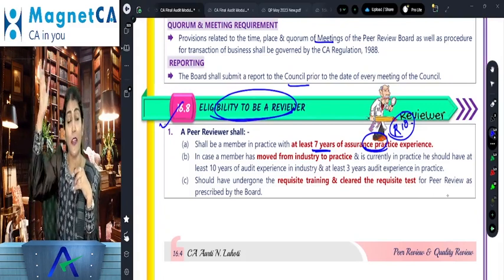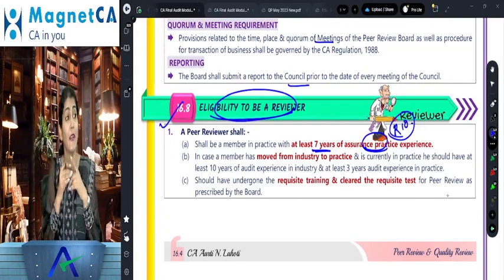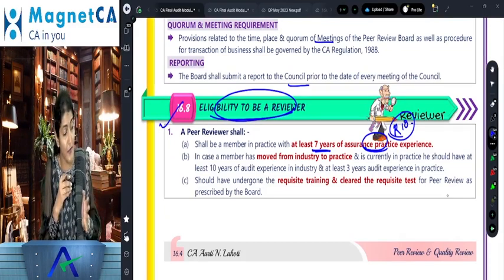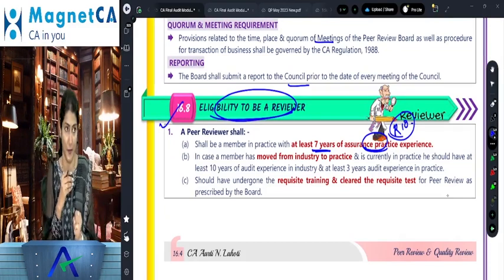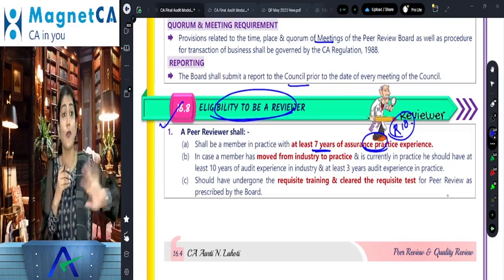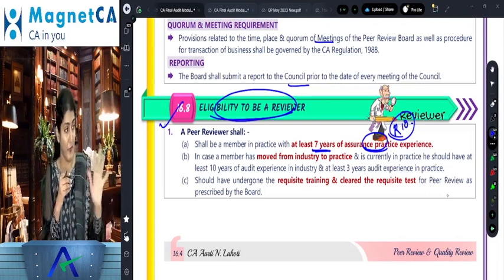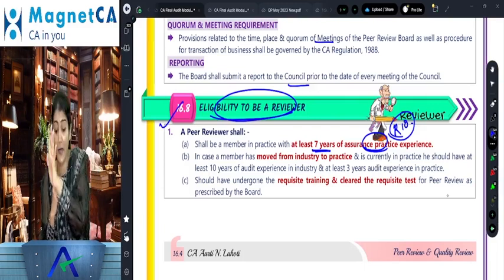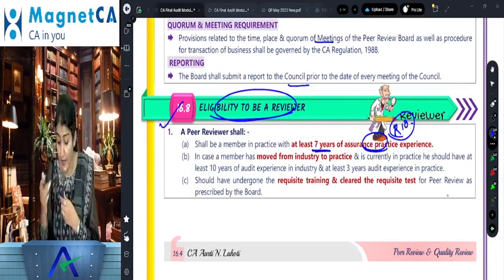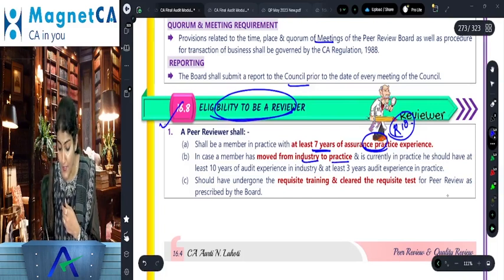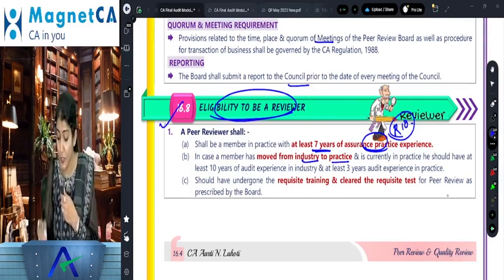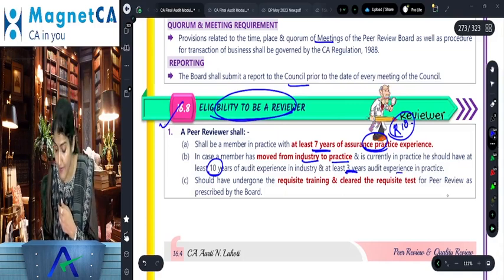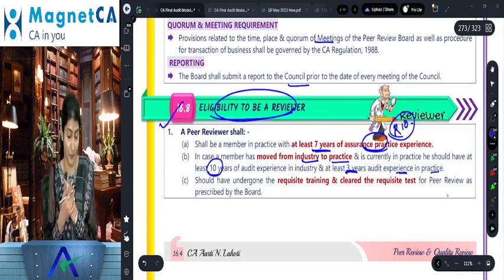So say I'm working in a CA firm, but I'm only doing the taxation work. So though I have 7 years of experience, I don't have 7 years of assurance practice experience. I should have the stat audit experience, review experience for the 7 years. So at least 7 years of assurance practice experience. Then in case a member has moved from the industry to the practice, then you should have industry experience of at least 10 years and then practice experience of at least 3 years. Right.